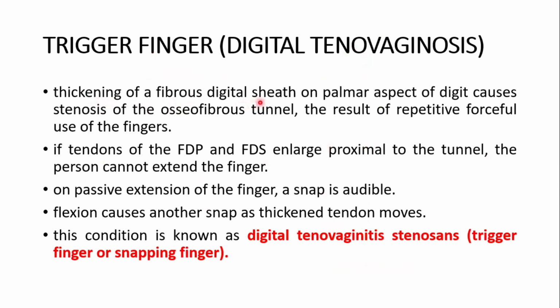Thickening of a fibrous digital sheath on the palmar aspect of the digit causes stenosis of the osteofibrous tunnel, the result of repetitive forceful use of the fingers. If the tendons of the flexor digitorum profundus and flexor digitorum superficialis enlarge proximal to the tunnel, the person cannot extend the finger. On passive extension of the finger, a snap is audible. Flexion causes another snap as the thickened tendon moves. This condition is known as digital tenovaginitis stenosans, trigger finger or snapping finger.